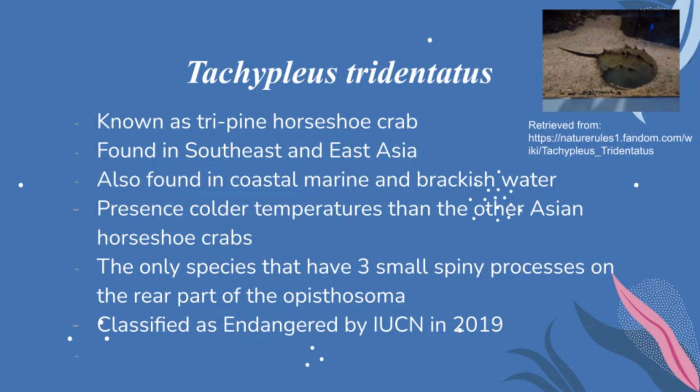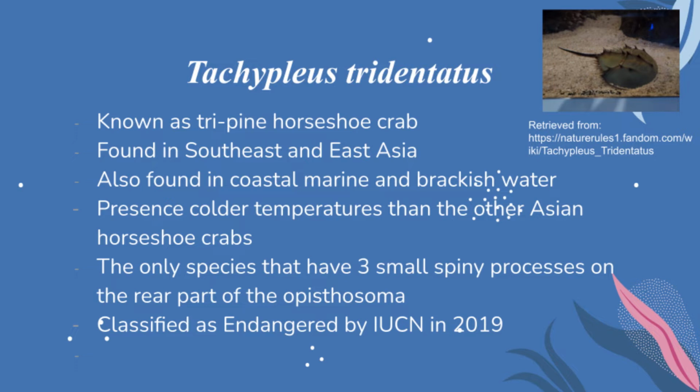Next, Tachypleus tridentatus, also known as the tri-spine horseshoe crab. It is found in Southeast and East Asia. Like Tachypleus gigas, this species is also found in coastal marine and brackish water. However, it prefers colder temperatures than the other Asian horseshoe crabs.